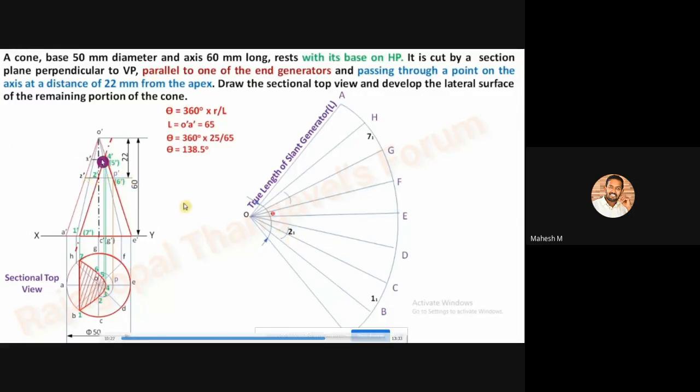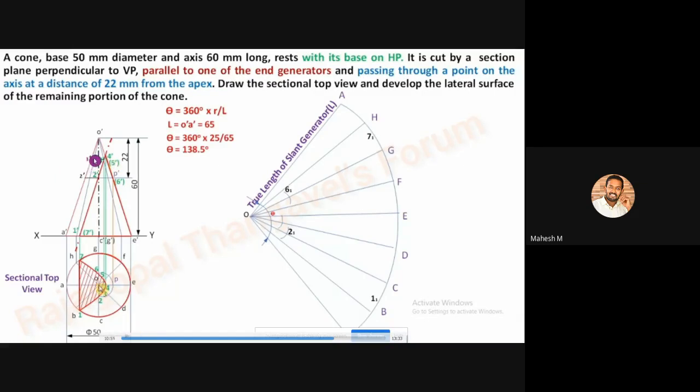Similar to that, you can mark the point 3. So 3 is available on O2D. So you can measure this particular distance O dash to 3 dash. Then you can create an arc on the O2D line. Okay, you can mark the arc on the O2D line. That one is 3 1. So this particular point is 3 1.